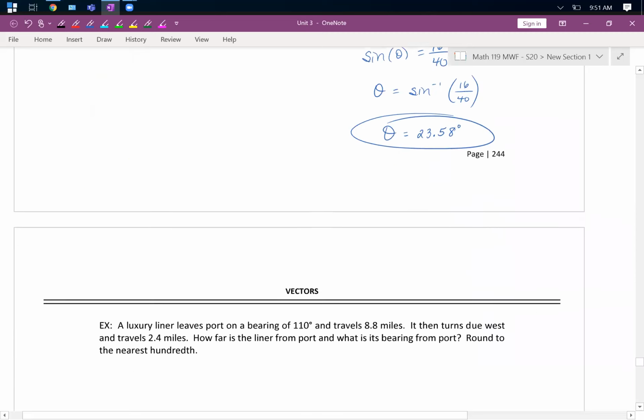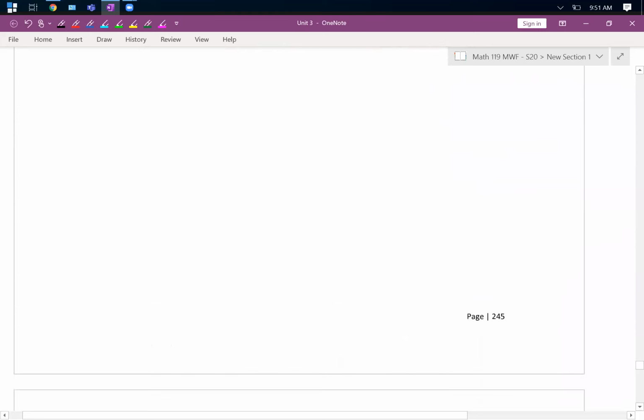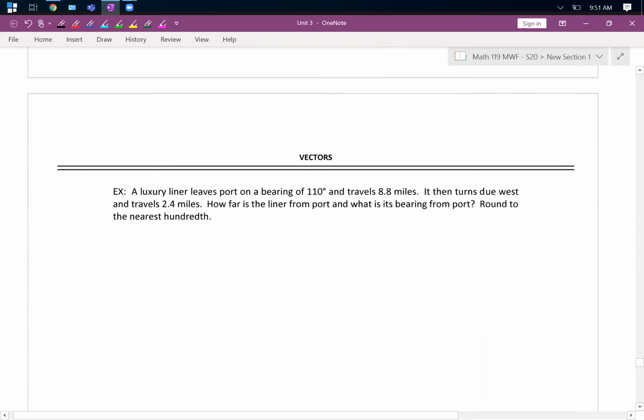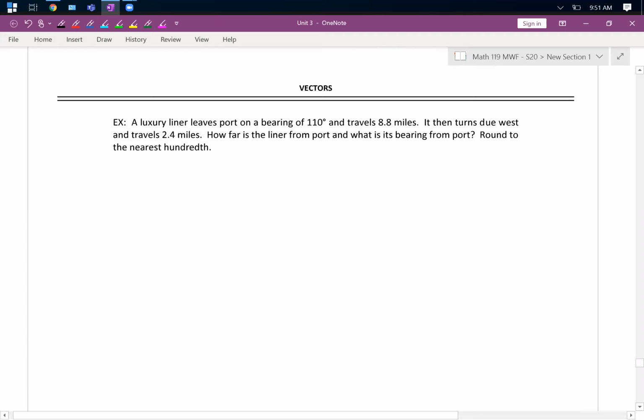Okay, I think we got just one more application here. Kind of didn't fall into any category. It's just a bearing problem. So a luxury liner leaves port on a bearing of 110 degrees and travels 8.8 miles. It then turns due west and travels 2.4 miles. How far is the liner from port and what is its bearing from port? We'll round our answer to the nearest hundredth.